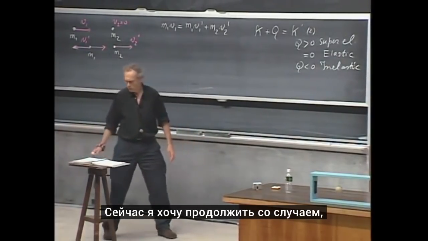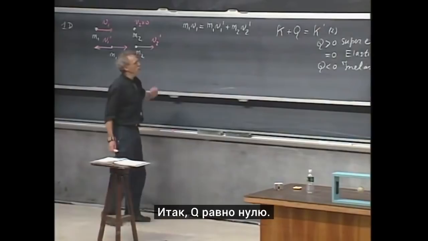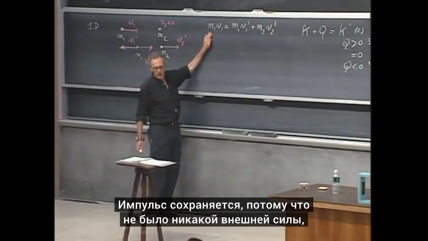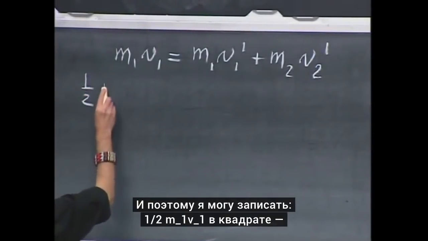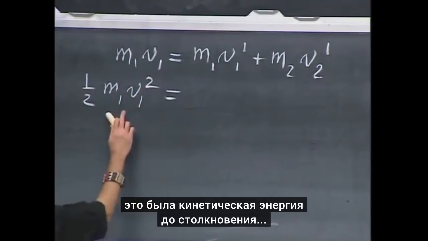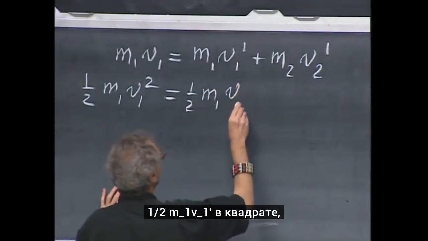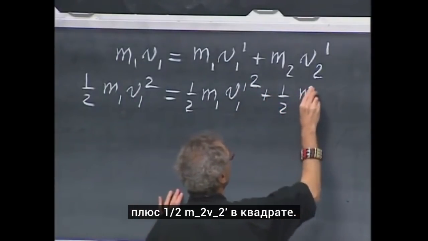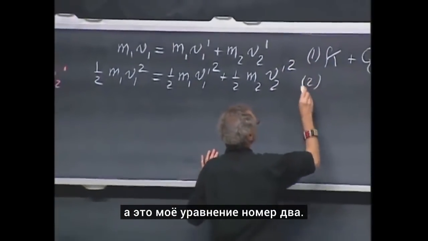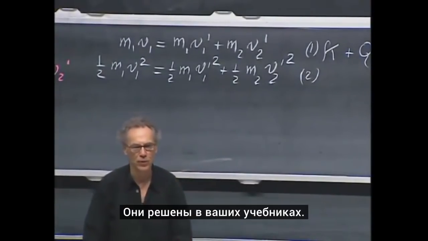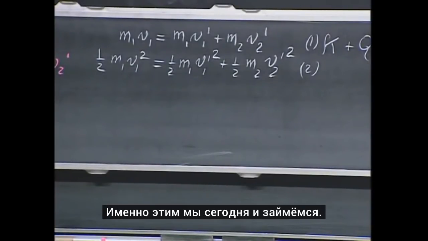Now I want to continue a case whereby I have a completely elastic collision. So q is 0. Momentum is conserved because there was no net external force. So now kinetic energy is also conserved. And so I can write down now 1/2 m1 v1 squared, that was the kinetic energy before the collision, must be the kinetic energy after the collision. 1/2 m1 v1 prime squared plus 1/2 m2 v2 prime squared. This is my equation number 1, and this is my equation number 2, and they can be solved. They're solved in your book. I will simply give you the results, because the results are very interesting to play with. That's what we will be doing today.